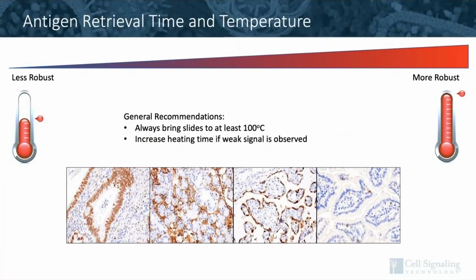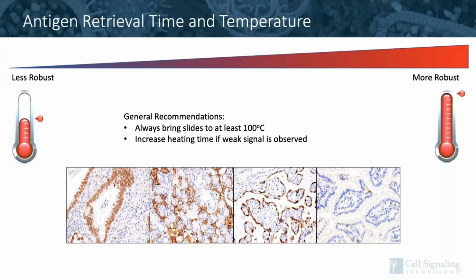The next consideration is the time and temperature. When performing IHC here at CST, we always bring the slides to at least 100 degrees Celsius. In the microwave, it can be a fine line between heating the slides to a rolling boil and getting too much buffer evaporation. Since we need to avoid drying out the slides, we achieve a rolling boil at high power in the microwave, then reduce power and maintain sub-boiling temperatures.